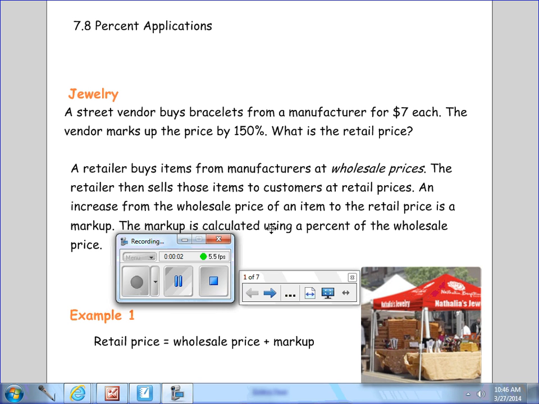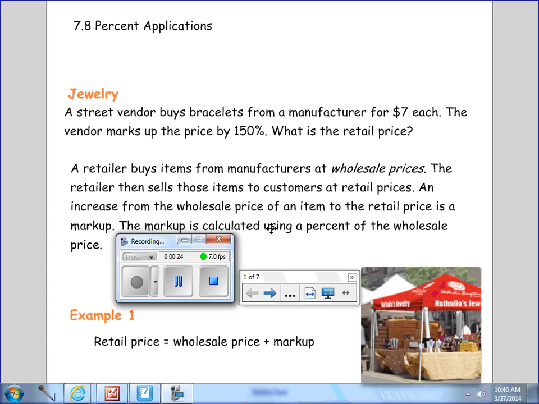Percent applications is what we're going to talk about today, and it deals with how to apply percent in everyday life. For an example, we're going to use jewelry. A street vendor buys bracelets from a manufacturer for $7 each. The vendor then marks up the price by 150%. What is the retail price?